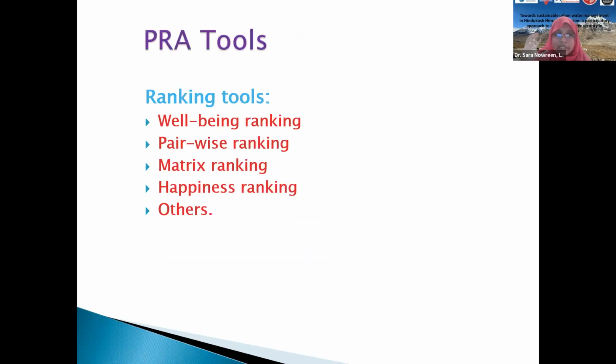And these are the ranking tools. Why do we use the ranking tools? When there are lots of options, or lots of problems, you want to make sure which are the 5 major problems we want to address. So you need to use these kinds of ranking tools at that time. We will be practicing 2 of them in today's session.